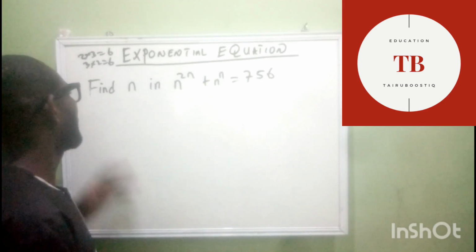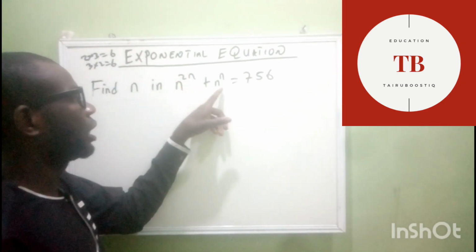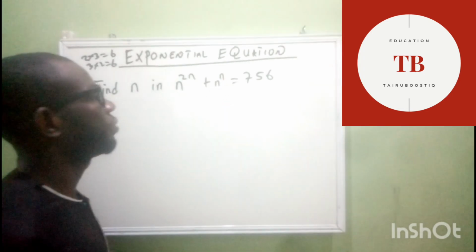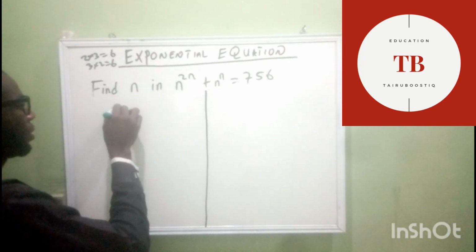Today we are asked to find n in n raised to power 2n plus n raised to power n equals 756. So I have my solution here.